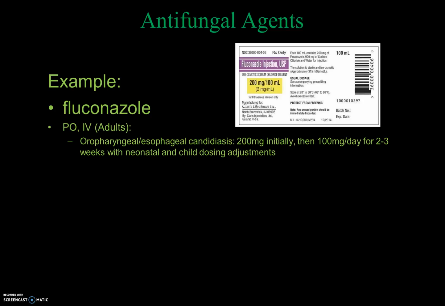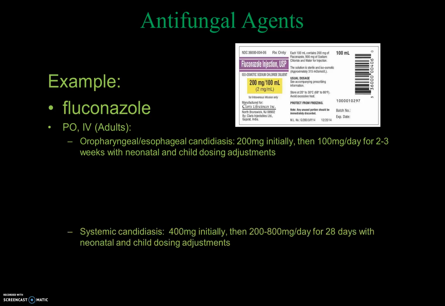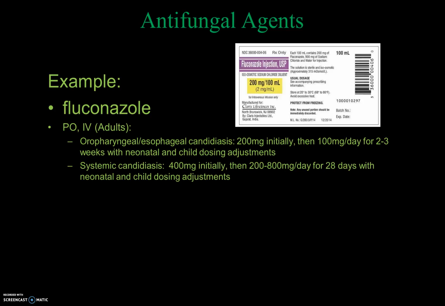For oropharyngeal or esophageal candidiasis, the dose is 200 milligrams initially, then 100 milligrams per day for 2 to 3 weeks with neonatal or child dosing adjustments. For systemic candidiasis, it's 400 milligrams initially, then 200 to 800 milligrams per day for 28 days with neonatal and childhood dosing adjustments, again, depending on age.